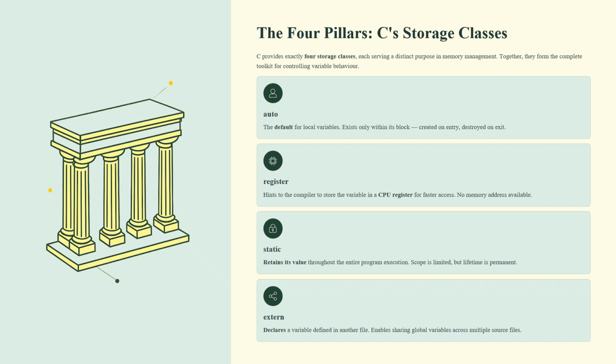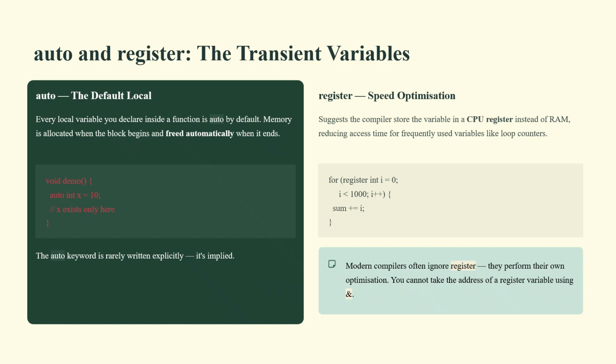When coming to the memory area mapping, if the storage class is auto, the memory area is the stack. When the storage class is register, the memory area is a CPU register. When the storage class is static, the memory area is the data segment. When the storage class is extern, the memory area is the data segment. So each storage class maps to a specific region. Auto and register are also called transient variables.